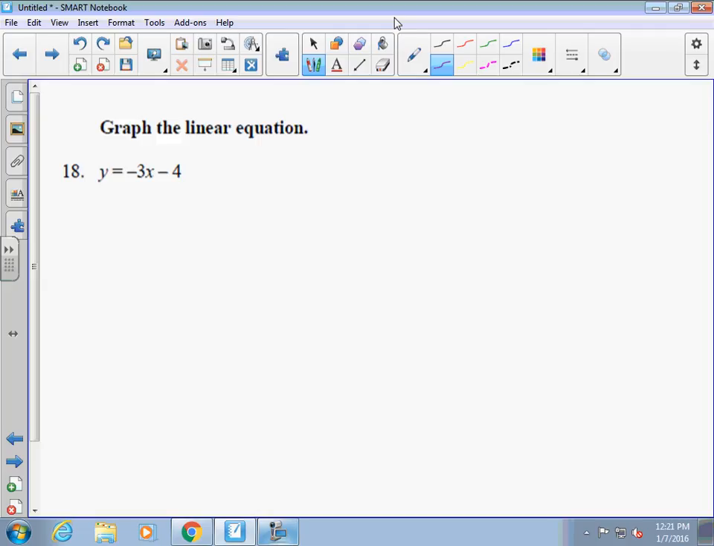y = mx + b, negative 3x minus 4, where negative 3 is your m or your slope, and negative 4 is your y-intercept. Remember, the slope, the sign in front of the number goes with it. So negative 4 is your b, and negative 3 is your m.